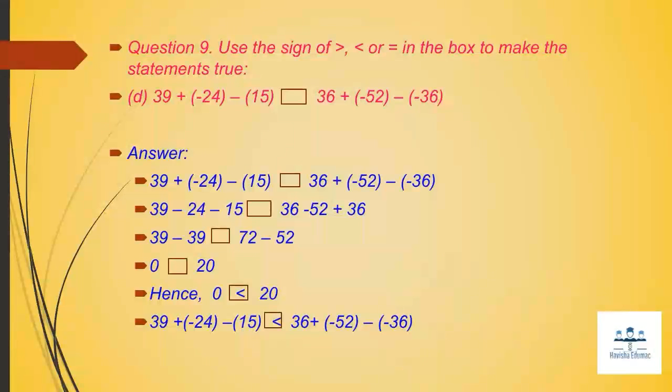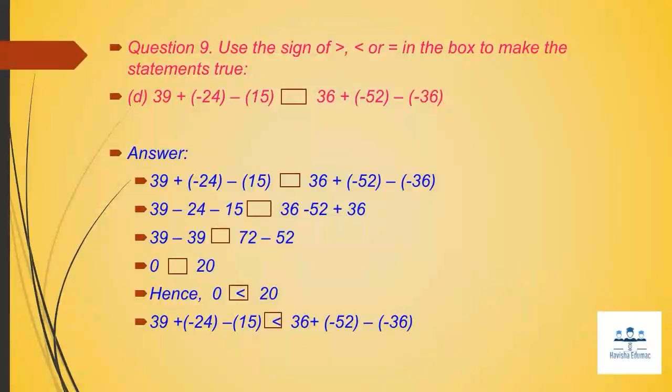Question number 9. Use the sign of greater, lesser or equal to in the box to make the statements true. 39 plus (minus 24) minus 15, and 36 plus (minus 52) minus 36. First, we need to remove the brackets. On this side, 39 minus 24 minus 15. On this side, 36 minus 52 plus 36.